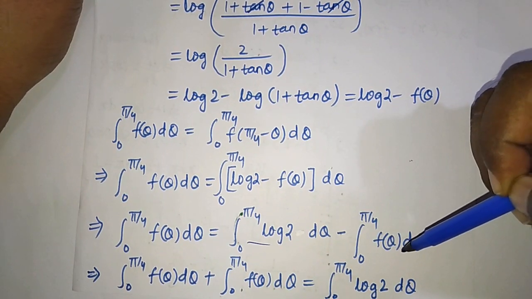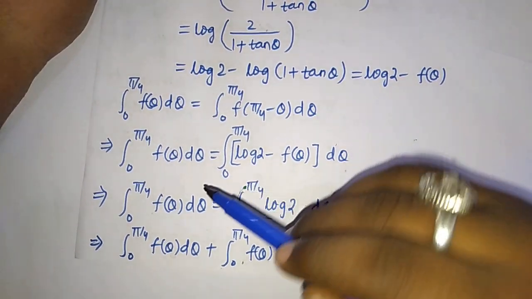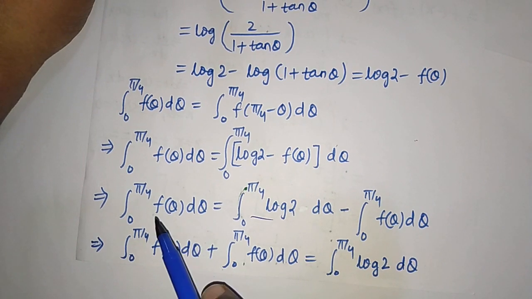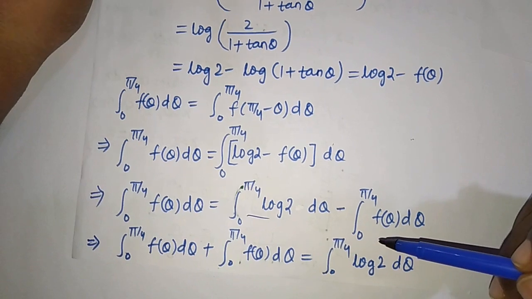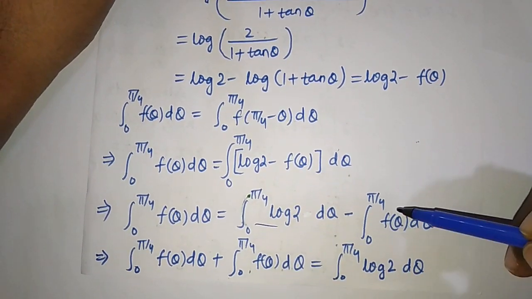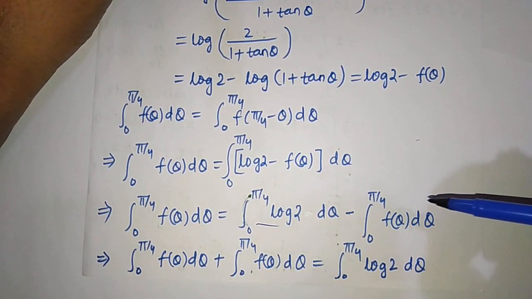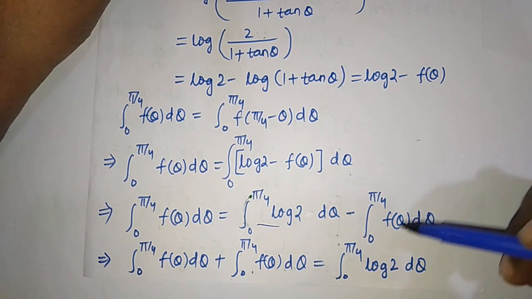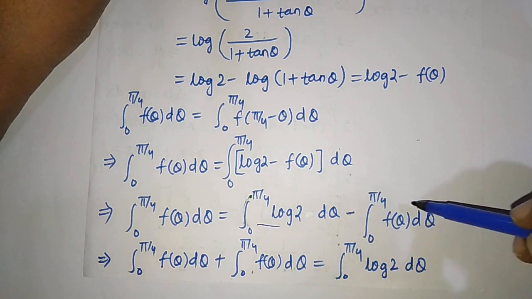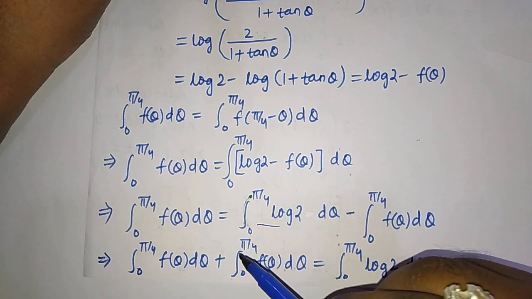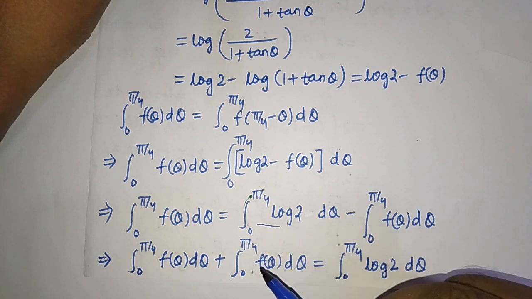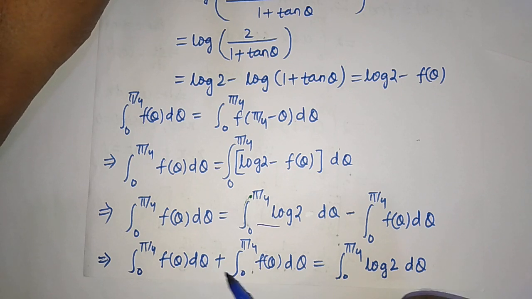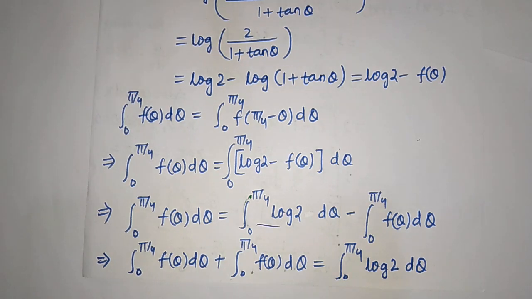f of theta. Now see, on the left hand side, the integration of f of theta from 0 to pi by 4 is there, and here also the integration of f of theta from 0 to pi by 4 is there. So what we will do, we will take this term to the left hand side. Here it is minus, so if we take it to the left hand side, it will become plus the integration from 0 to pi by 4 of f of theta d theta.